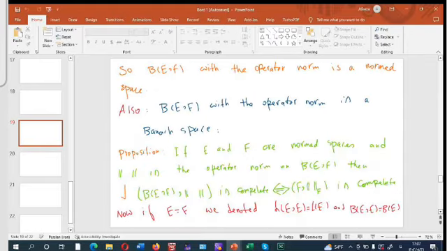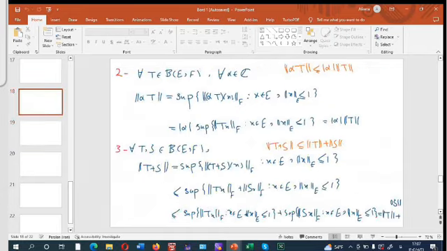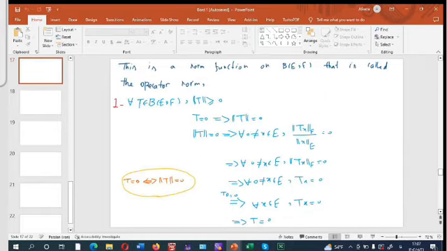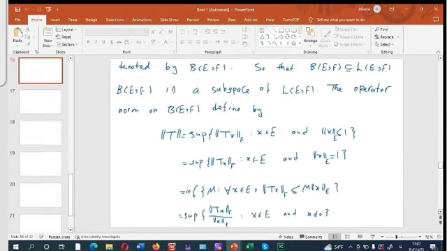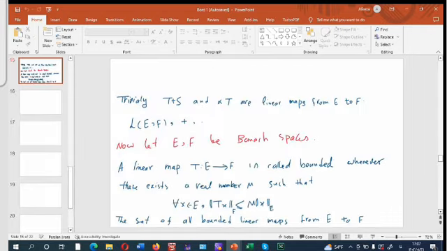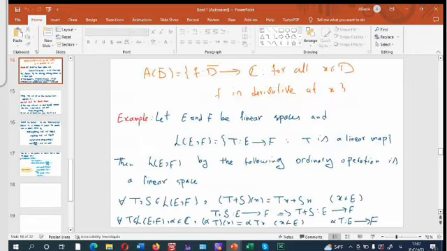This is the last example of Banach algebras. This example.